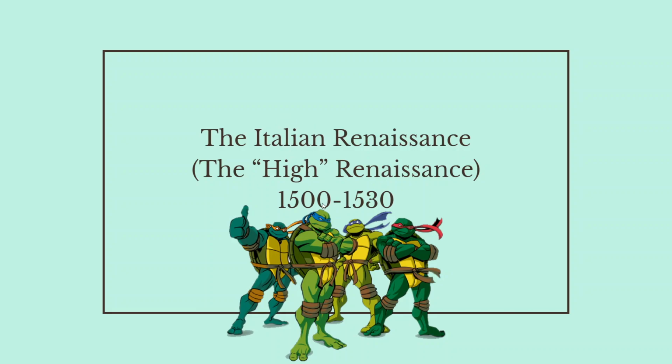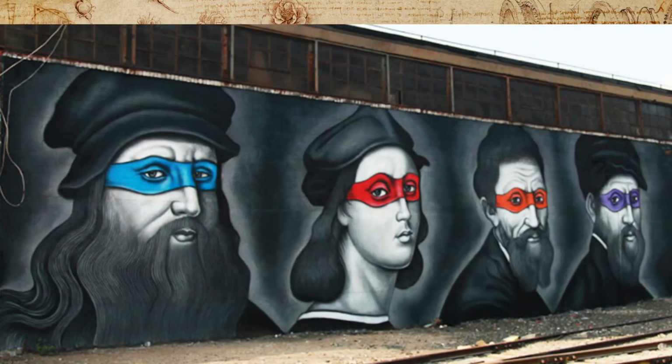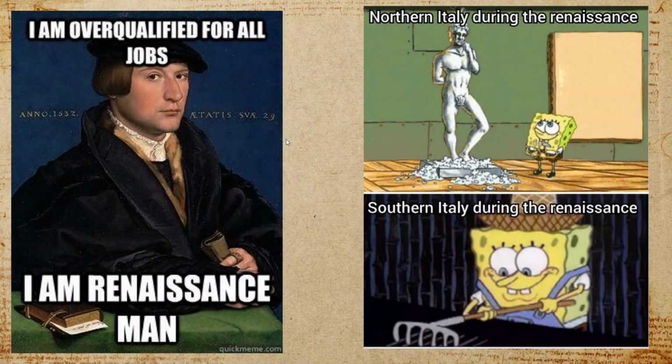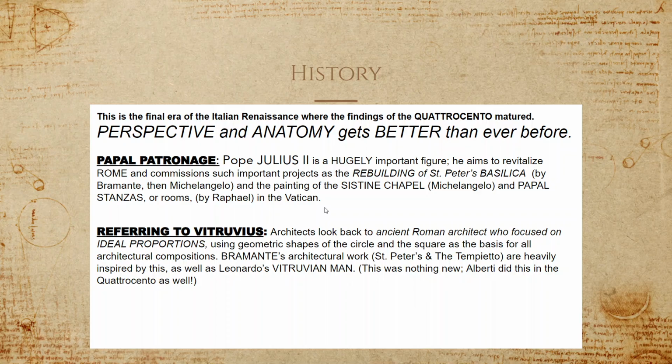We're looking at around 1500, 1530, primarily focused on a few big players that were in northern Italy at the time, our Leonardo da Vinci, our Michelangelo, and our Raphael. So a lot of stuff is going to happen during the High Renaissance that really shifts it from that Proto-Renaissance, early Renaissance, kind of scratching the surface of what the Renaissance is, and then pushing it into something that we think of today as the Renaissance.